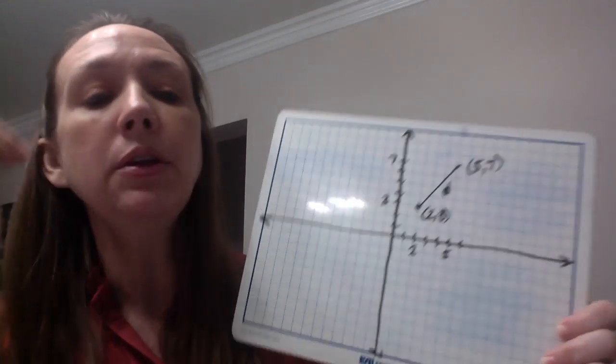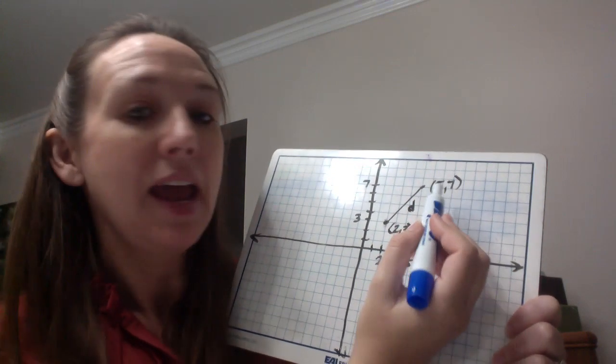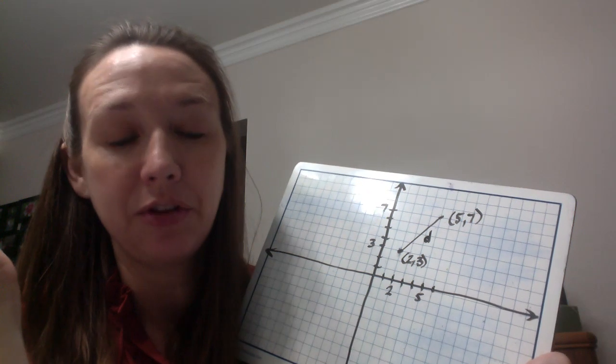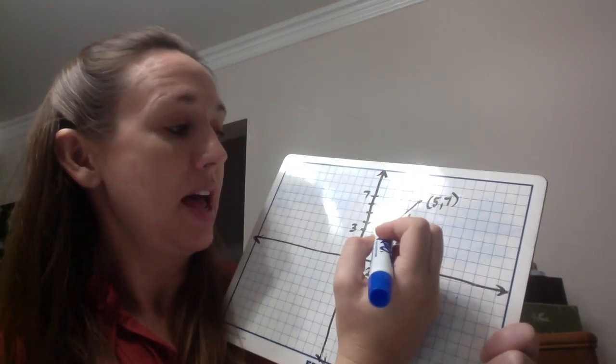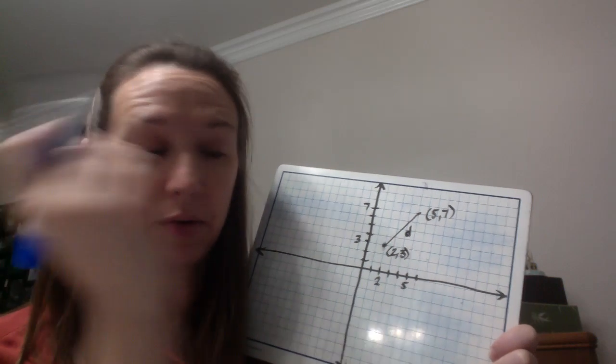So we would use the distance formula if someone gives us 2 points and we don't want to graph it. The distance formula is a shortcut that makes you not have to graph. But we have learned how to figure out this distance, figure out this length by graphing. So we're going to start with graphing.